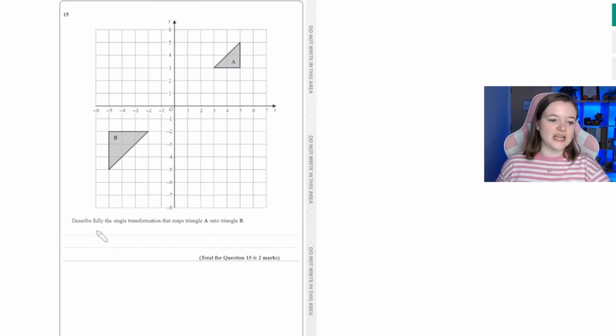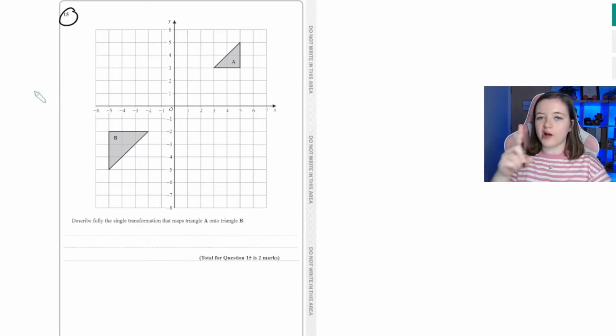Question 15. Describe fully the single transformation that maps triangle A onto triangle B. Right. So it's question 15, and that is important, right? So all transformations apart from one are foundation, right? They can come on a high paper, don't get me wrong, but they're like grade 5-ish, right? And if they're grade 5-ish, they ain't going to be question 15.